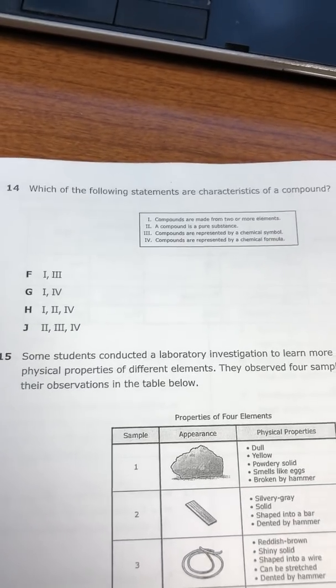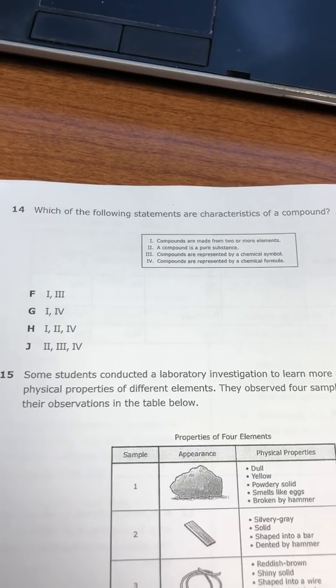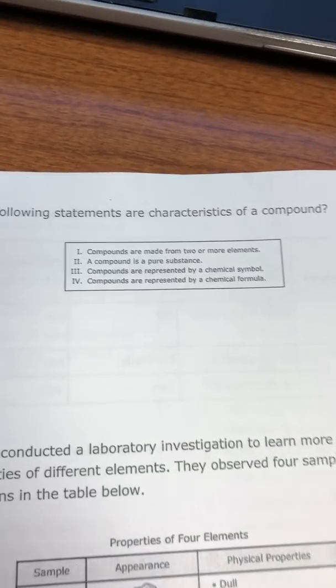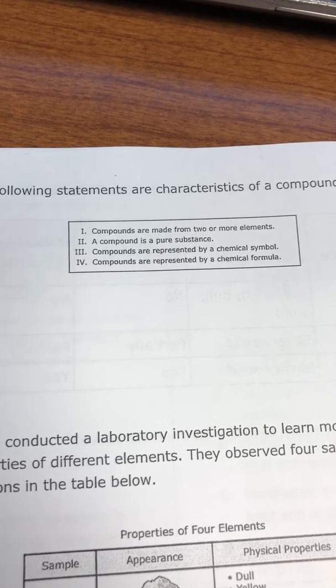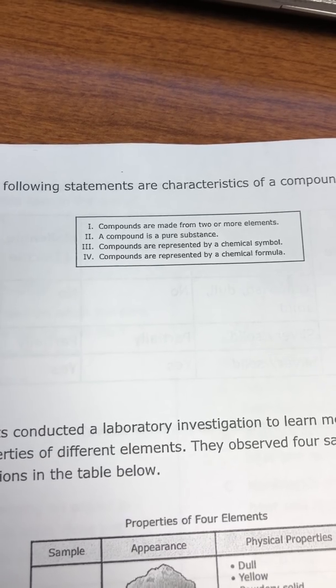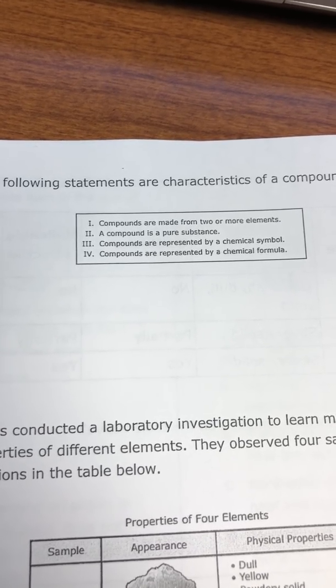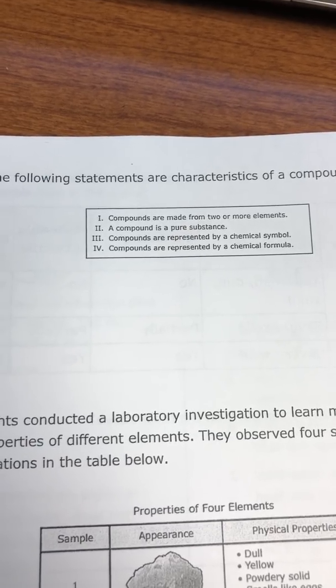Number 14. Which of the following statements are characteristics of a compound? Number 1. Compounds are made from 2 or more elements. Number 2. A compound is a pure substance. Number 3. Compounds are represented by a chemical symbol. Number 4. Compounds are represented by a chemical formula.